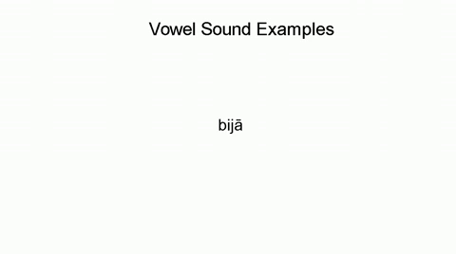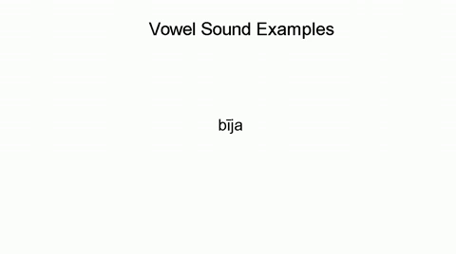If we made both the vowel sounds long, this would be said as biijaa. And finally, if only the first vowel sound was long, this would be pronounced biija. And the word bija in Sanskrit means seed. So do you notice how much of a difference it makes to hit the right long and short vowel sounds? Let's try one more example.